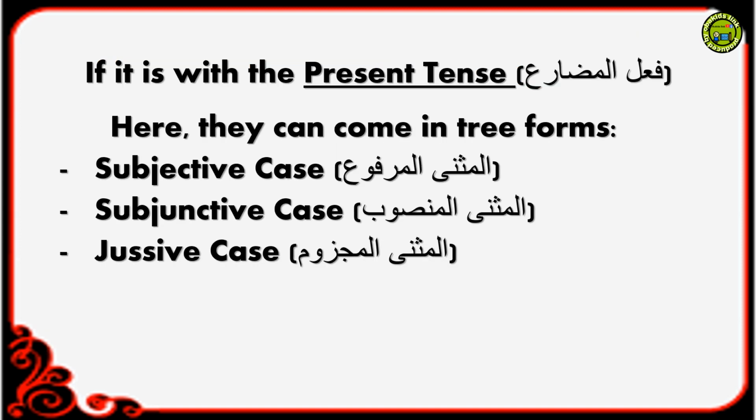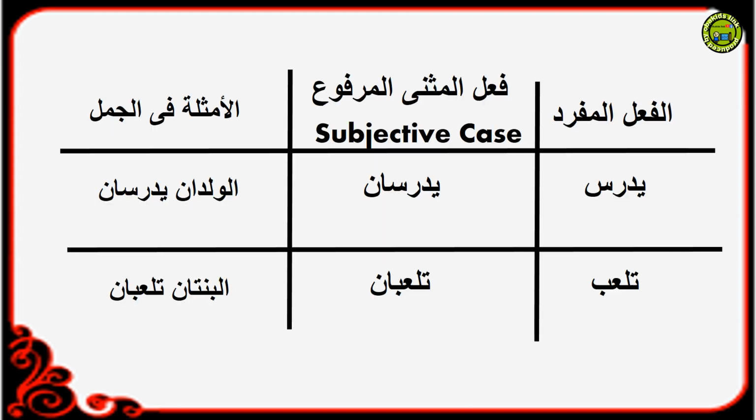Fi'l mudari, here they can come in three forms. 1. Indicative case, al-musanna li-marfu. 2. Subjunctive case, musanna li-mansub. 3. Jussive case, al-musanna li-majzum. Fi'l mufrad, singular verb, fi'l musanna li-marfu. Dual verb in the position of damma, or indicative case.